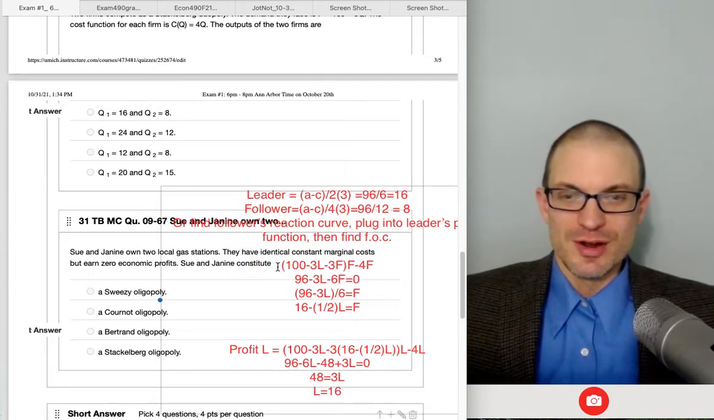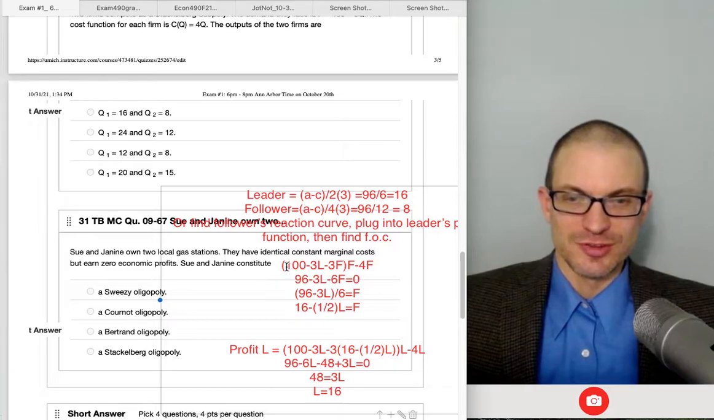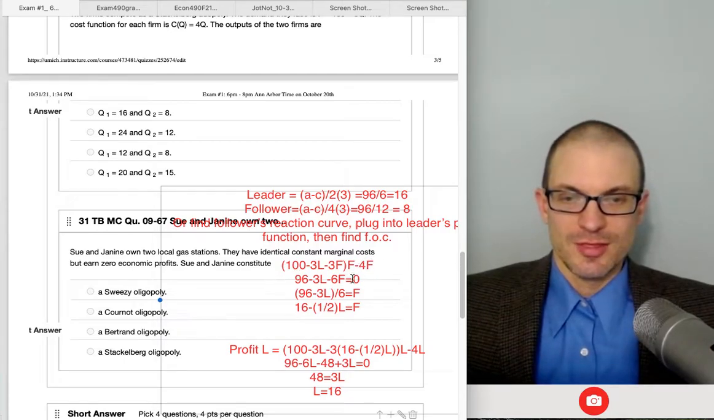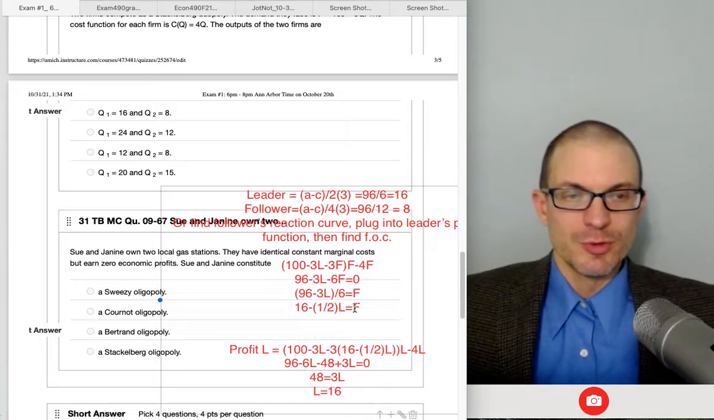So here is the follower's profit function. This is the price, inverse demand, times the quantity minus the cost. And then just collecting like terms and taking the derivative, we find the follower's reaction curve is going to be 16 minus 1/2 L.